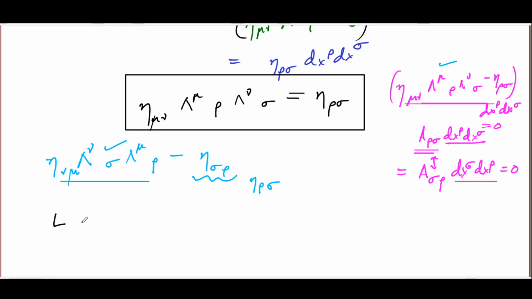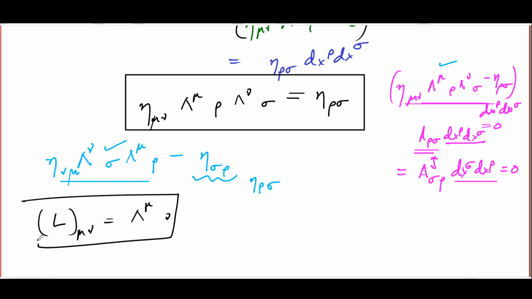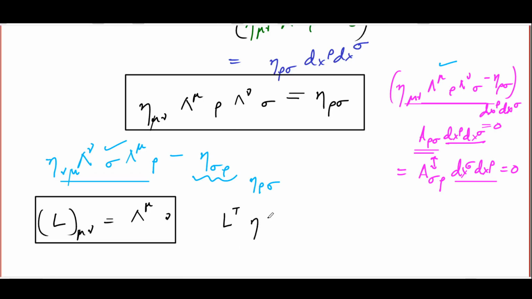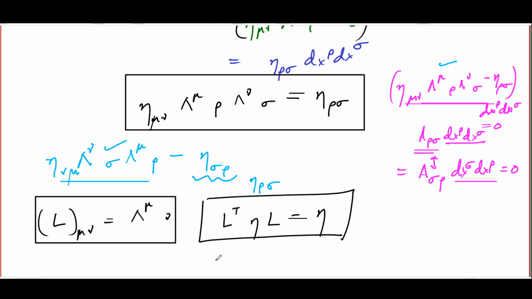If you say the matrix L has elements, mu nuth element given by lambda upper mu lower nu. So, this is just a definition of the matrix for us. Then, you should be able to check rather easily that this is the rho sigma element of L transpose, and that's why you have, instead of lambda rho mu, you have lambda mu rho here. That's why it's L transpose, eta L, and the matrix version of this equation is L transpose eta L equals eta.